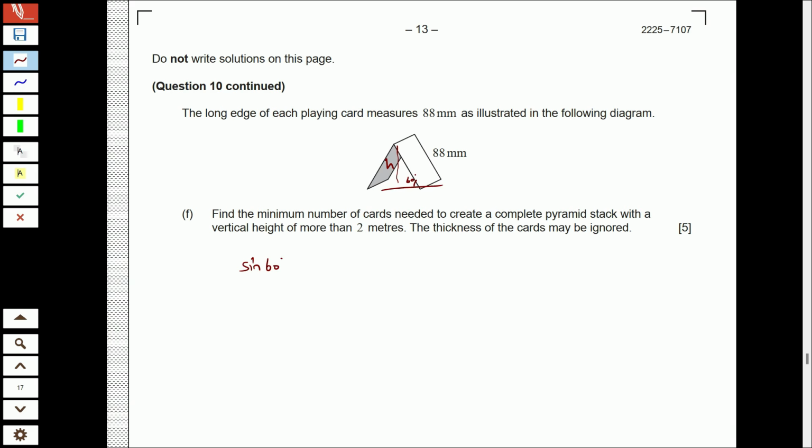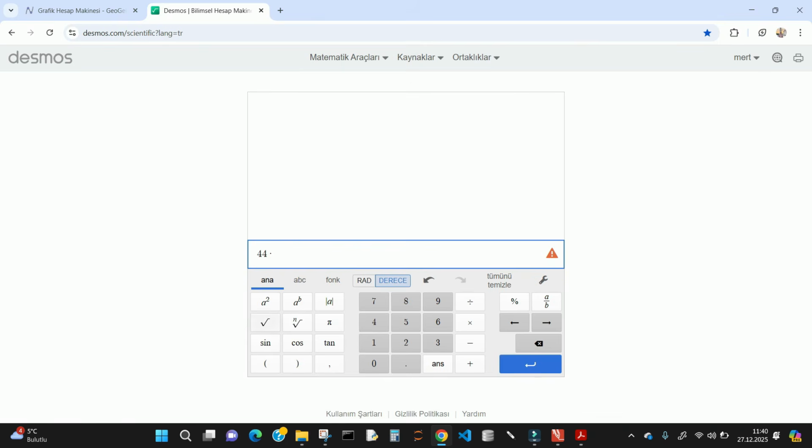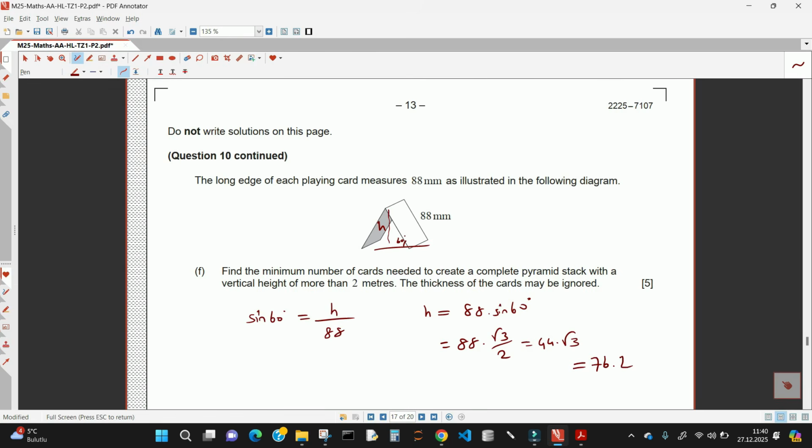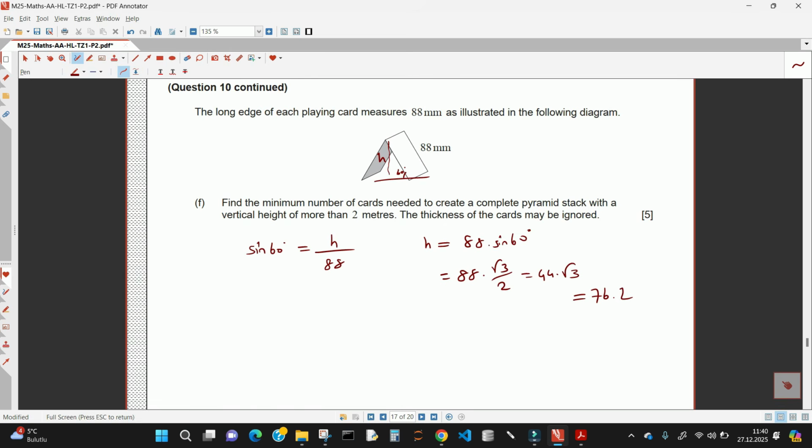And I know that sine 60 equals h over 88 millimeters. And from here you can find h equals 88 times sine 60 degrees. And I know that sine 60 is square root of 3 over 2. Let's find this, or 44 times square root of 3. 44 times square root of 3 is 76.2. This is in millimeters.